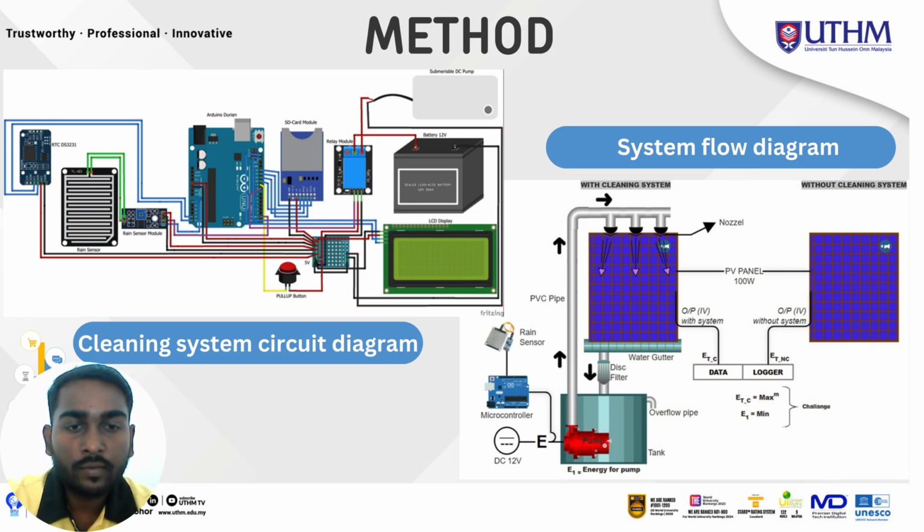The water splash on the PV panel will clean the dust accumulation, and the water will go back to the tank, flowing from the water gutter, and the water will be filtered by the disc filter. So here we have the setups with and without the cleaning system to make a comparison. To make the comparison, I have put in a data logger. This data logger will collect the current and voltage values of the PV output.